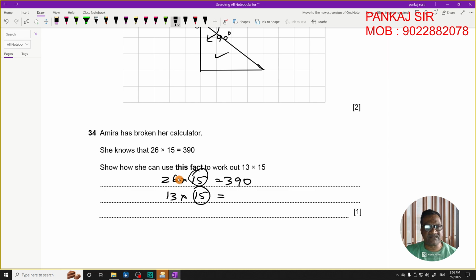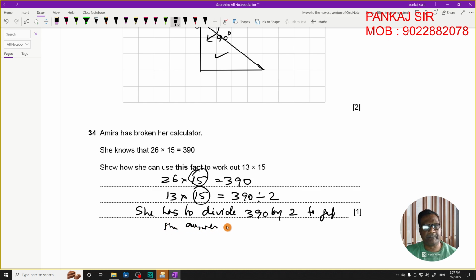So 26, if she divides by 2, she will get 13. So accordingly, 390 also she will have to divide by 2. So if she divides 390 by 2, she should get the right answer. So she has to divide 390 by 2 to get the right answer for 13 times 15. So 13 times 15 should be 390 divided by 2. That will be her answer.